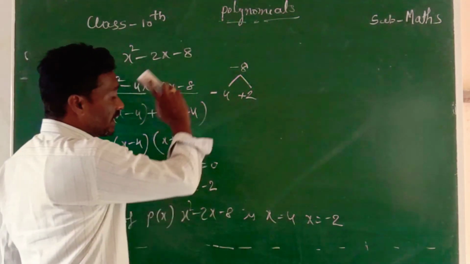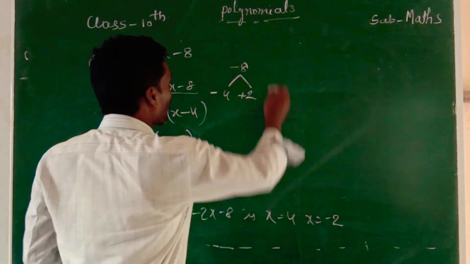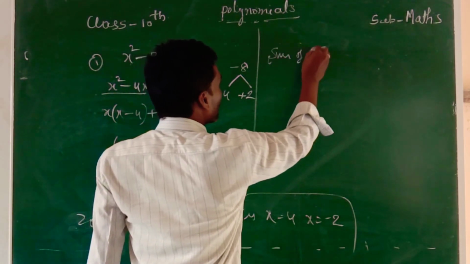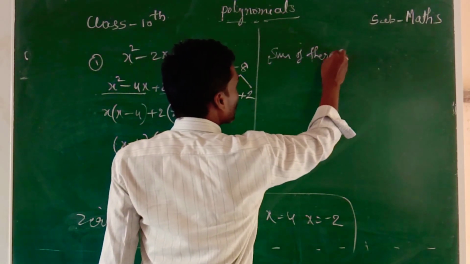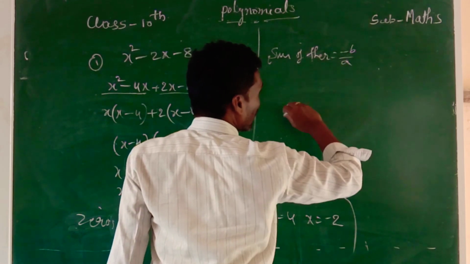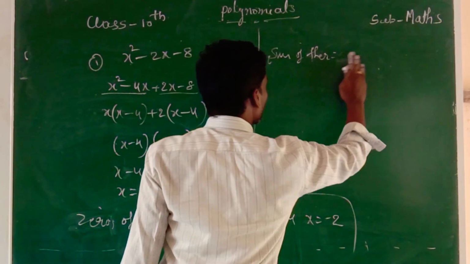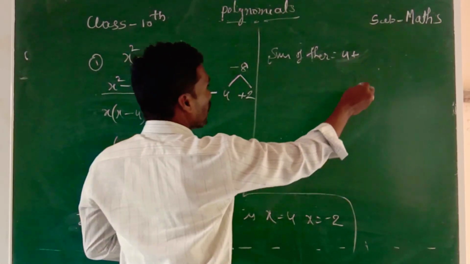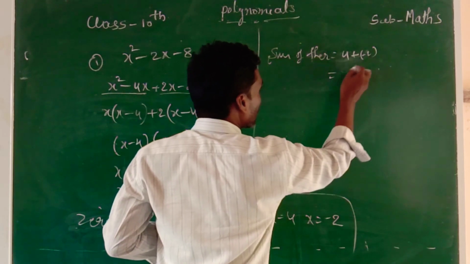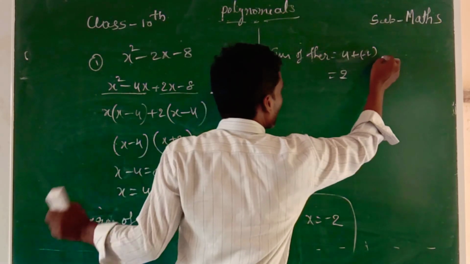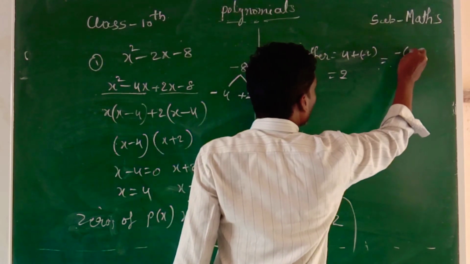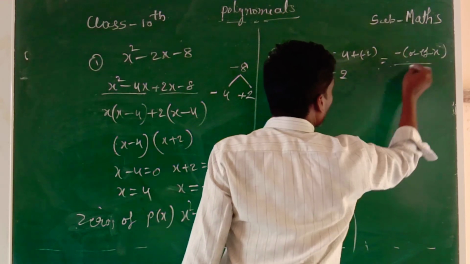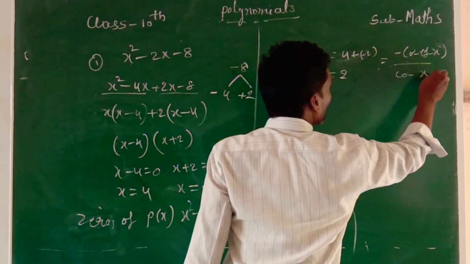Next, what is the relationship between the zeros of the polynomial and the coefficients of the polynomial? We can see here, sum of the zeros is equal to minus b by a. This is the sum of the zeros. First I will take the zeros. What is the sum of the zeros? It is 4 plus minus 2. We are going to get this one as 2. And next, this is equal to minus of coefficient of x divided by coefficient of x square.